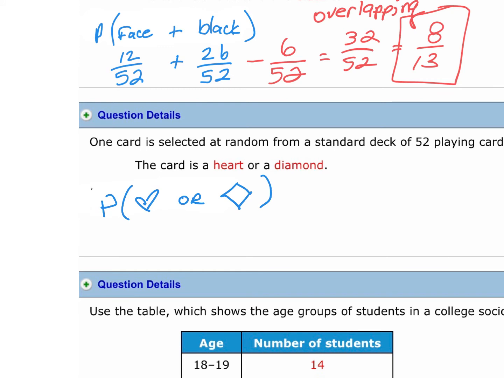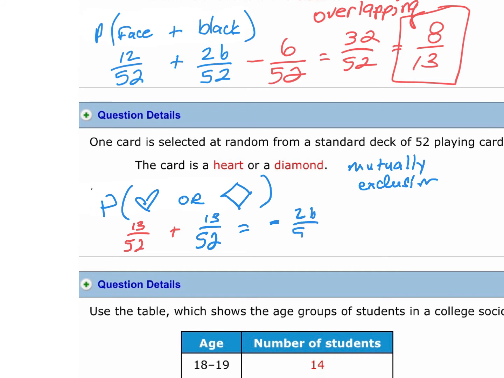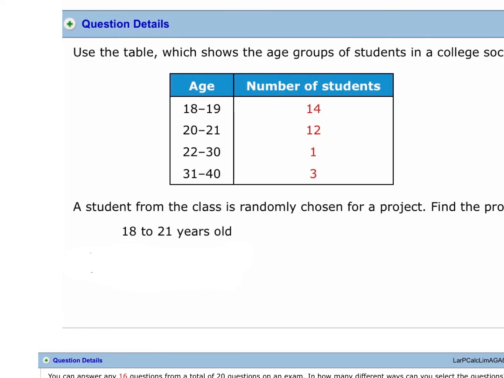All right, this next question says the probability of a heart or a diamond. Well, let's look back at our chart. Hang on. There are no cards in a deck that are a heart and a diamond. So how many hearts are there? 13 out of 52. Plus, how many diamonds are there? 13 out of 52. It is not an overlapping event. This is mutually exclusive. They have nothing to do with one another. So you would say 26 out of 52, which gives you what? Half. Perfecto. Good job.